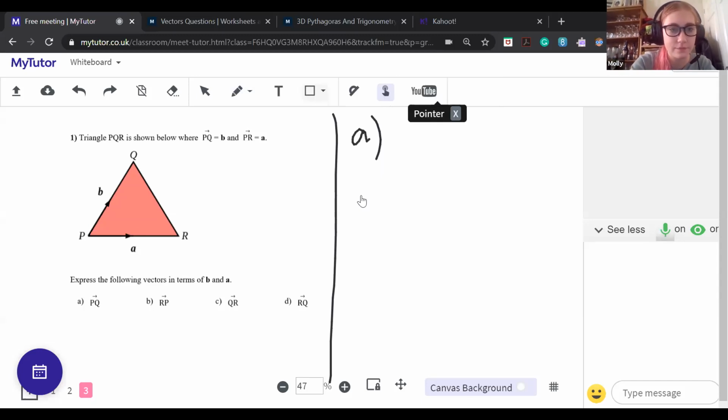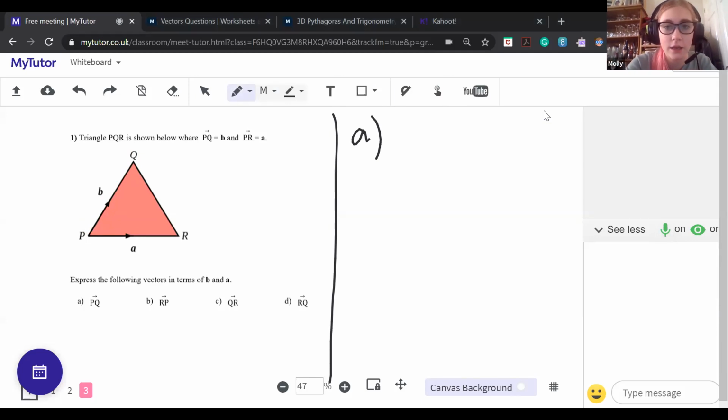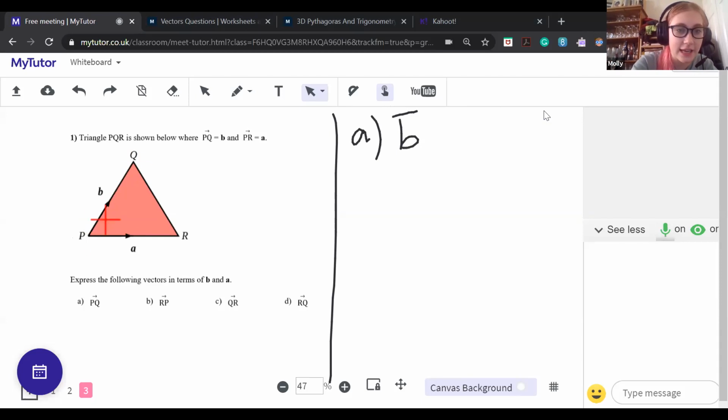So the first one is P to Q. This is a nice easy one. What's the vector P to Q? Yeah, perfect. Everybody's getting that one. It's just B. That's just reading off the diagram and seeing that it's here. It even says it up here. So that's perfect. Okay, let's have a look at part B.